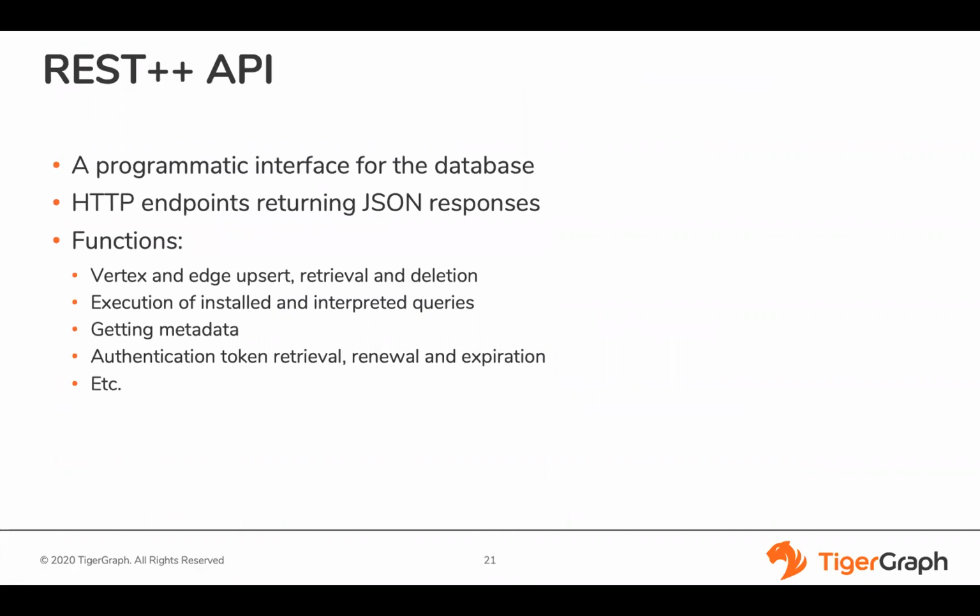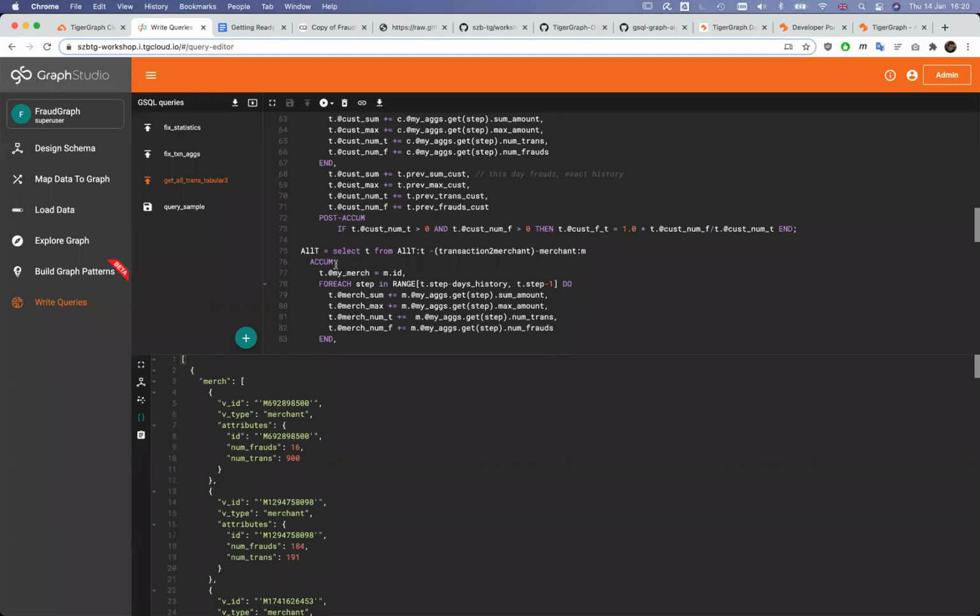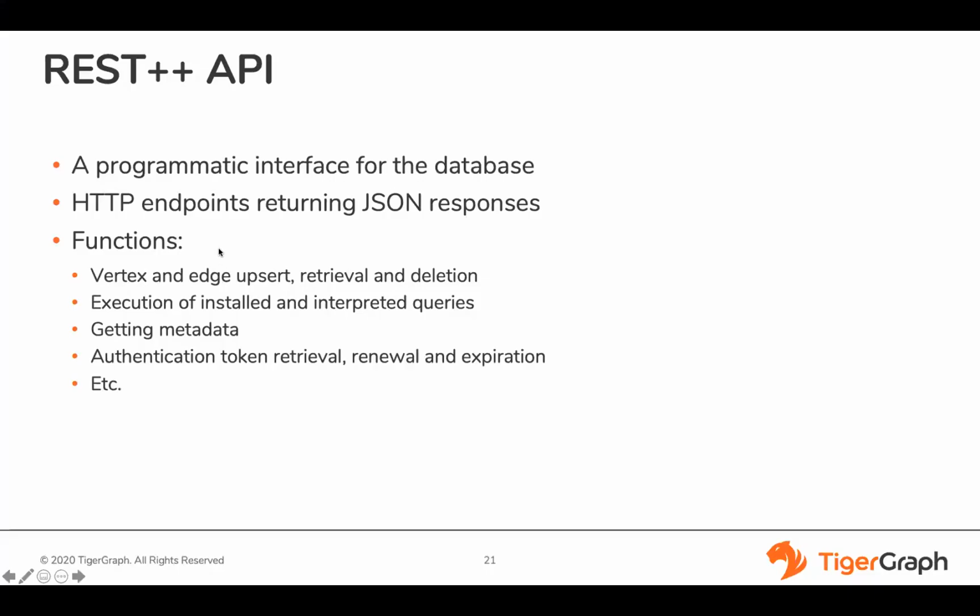I talked about REST API a number of times. This is a very important and very powerful interface to the database. It's a programmatic interface, HTTP endpoints returning JSON responses. In fact, as you could see here, this is pretty much what you get in format, a JSON document. And it covers all kinds of functions: observing, retrieving and deleting vertices and edges, running and executing installed and interpreted queries, working with metadata, authentication, additional functions, a lot of path-finding functions. A lot of things can be accessed.